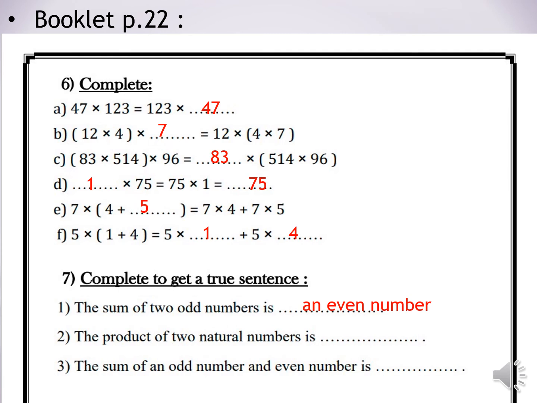Number 2, the product. Product means times. The product of two natural numbers: if I have two natural numbers multiplied by each other, the answer is a natural number. The sum of an odd number and an even number: if I add any odd number to an even number, assume I will add 3 to an even number 2. So 3 plus 2 equals 5. The answer is odd. So if I have even plus even, the answer is even.